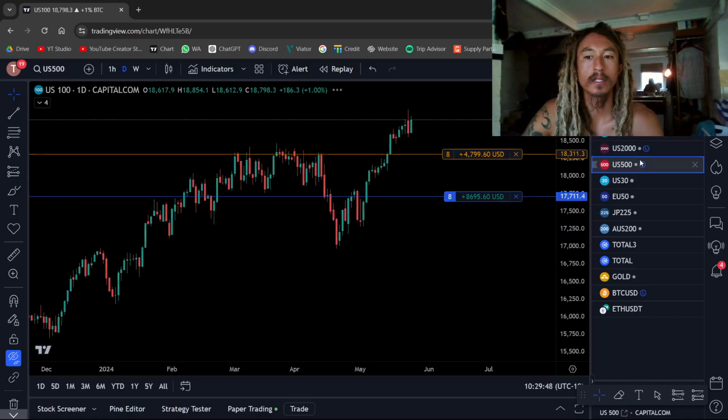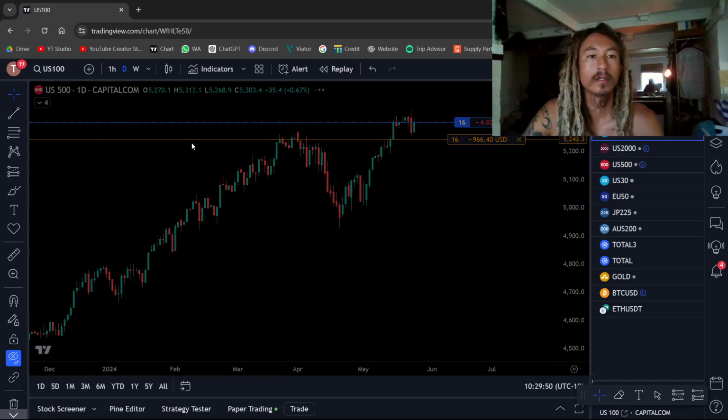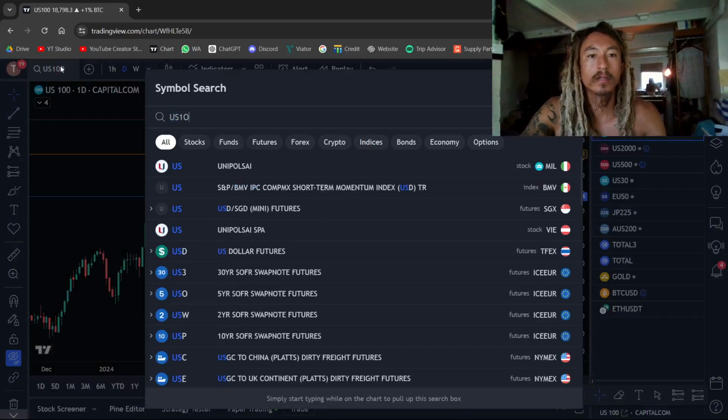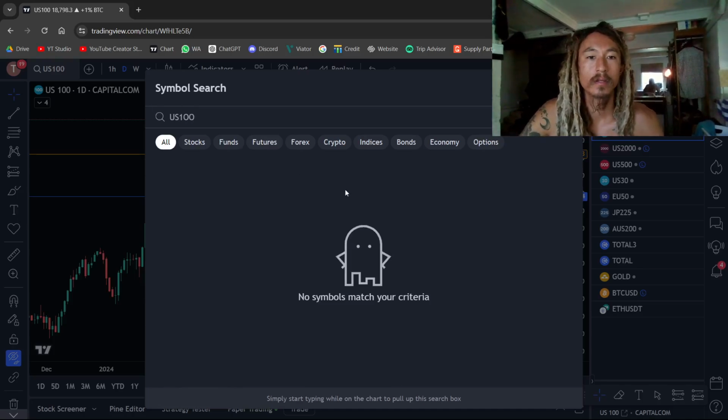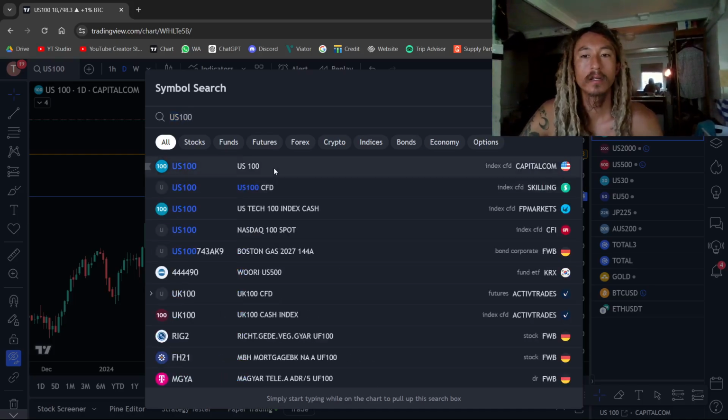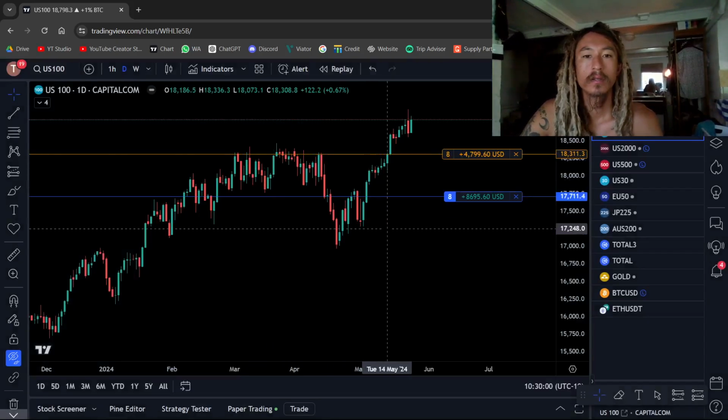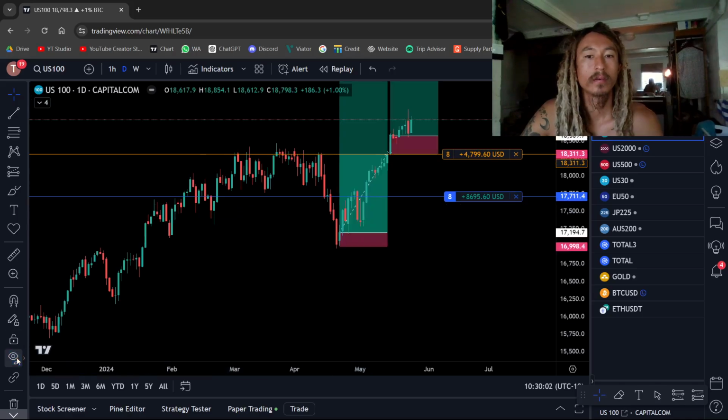Where's the signal? I saw a signal on US 100 now. US 100.